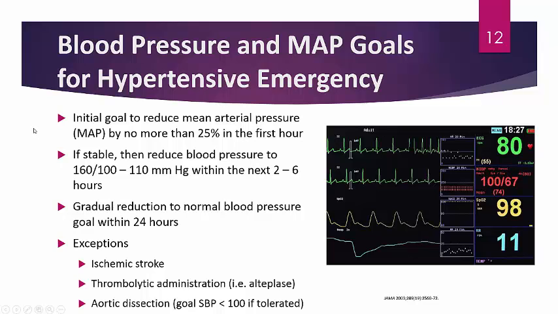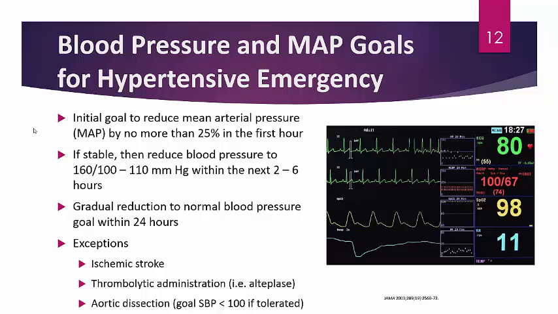When talking about hypertensive emergency and the blood pressure and MAP goals for that specific indication, it's important that mean arterial pressure is reduced by no more than 25% in the first hour to minimize complications as well as further organ damage. Some of the other complications that may occur are hypotension, for example, bradycardia. Acute kidney injury may be exacerbated as a result of lowering mean arterial pressure too much, as well as lessening of cerebral perfusion if blood pressure is lowered too quickly.